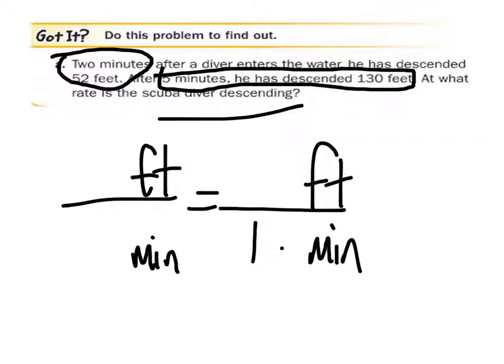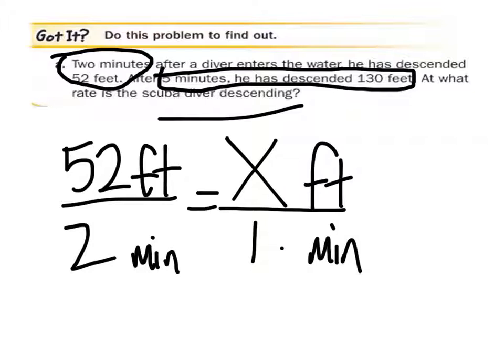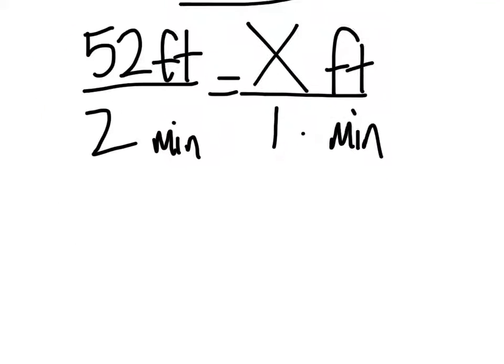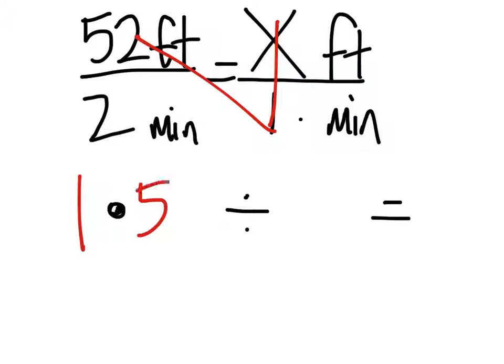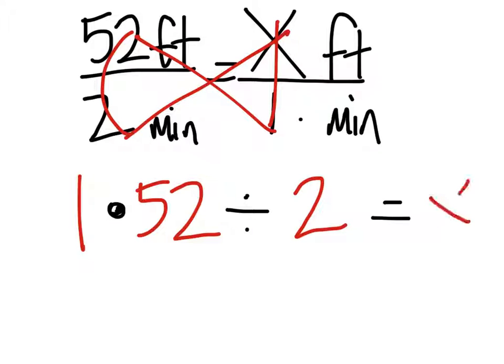So let's use that first one. We've got 2 minutes, and we've got 52 feet. So we just need to figure this one out. Well, as it turns out, we just solve these the same as we would any other one. Multiply, divide, equals. So you go down, you see 1, come up to 52. Now divide by 2, that'll give you the x. So 1 times 52 is 52, divided by 2 is 26.